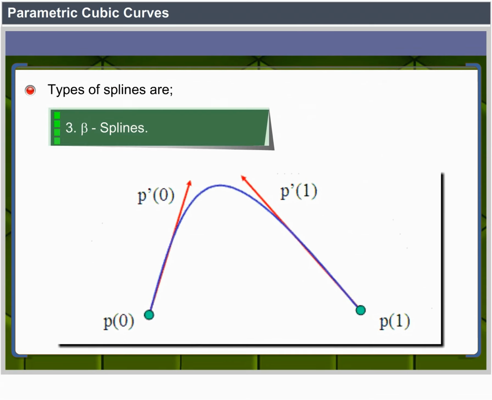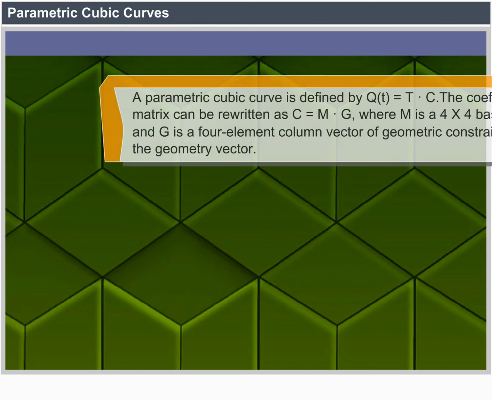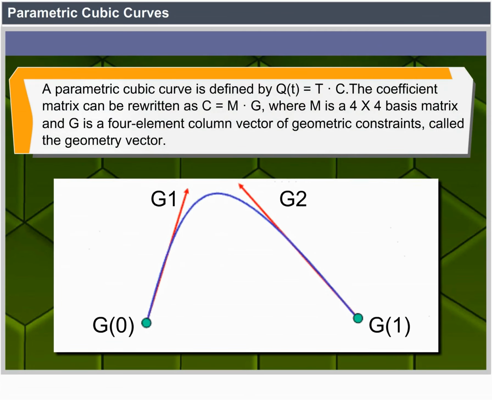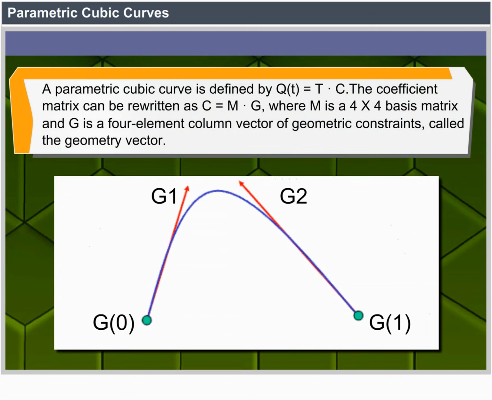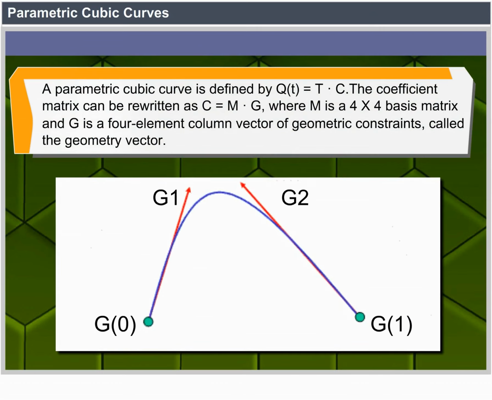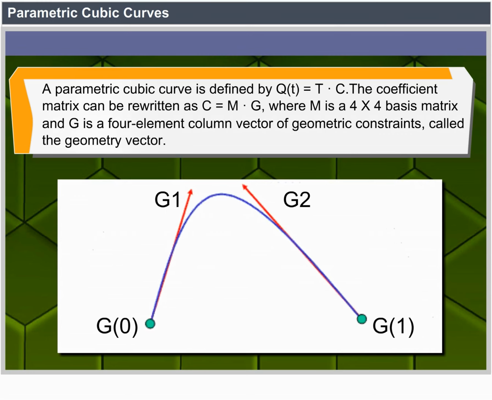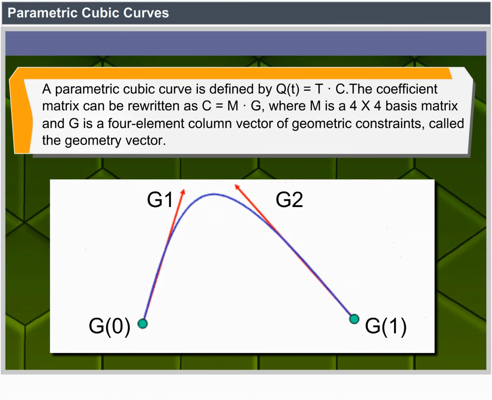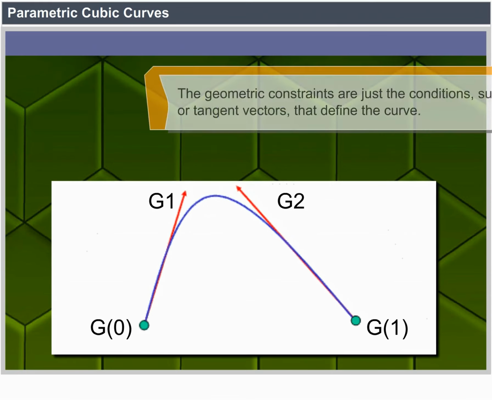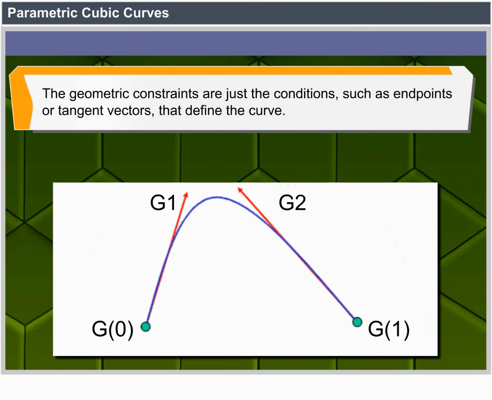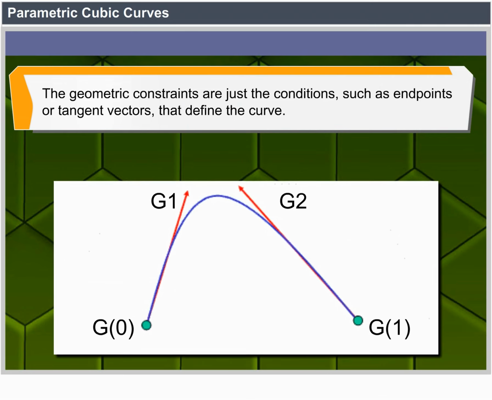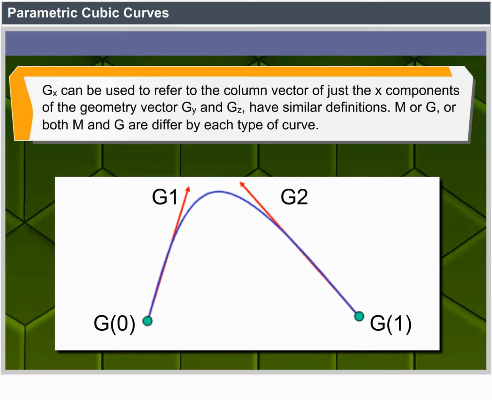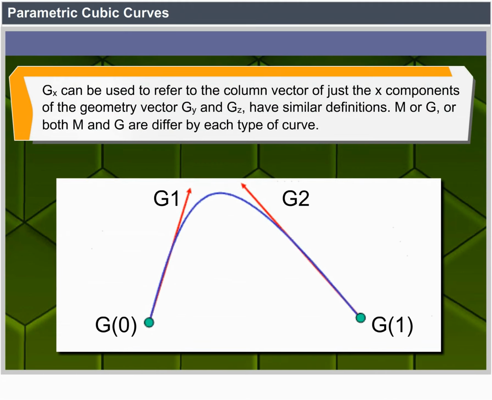A parametric cubic curve is defined by Q of t equals T times C. We rewrite the coefficient matrix as C equals M times G, where M is a 4 by 4 basis matrix and G is a 4-element column vector of geometric constraints called the geometry vector. The geometric constraints are just the conditions such as endpoints or tangent vectors that define the curve. We use Gx to refer to the column vector of just the x components of the geometry vector. Gy and Gz have similar definitions.